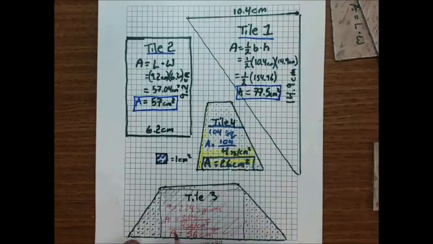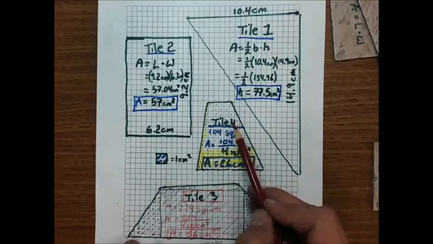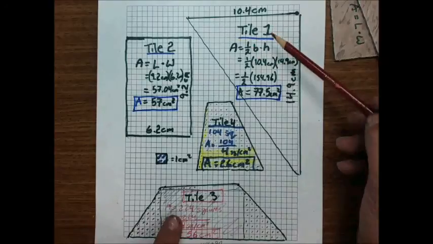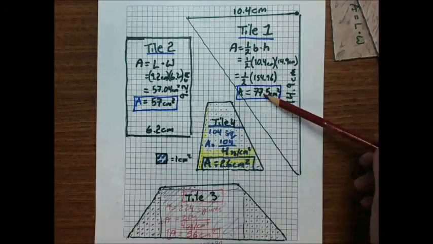So this number right here is the number that's going to go in our data table for tile number 3. 56 centimeters squared for tile 3. 26 centimeters squared for tile 4. Tile 2 is about the same size as tile 3, and tile 1, by far the largest tile, at 77.5 square centimeters.